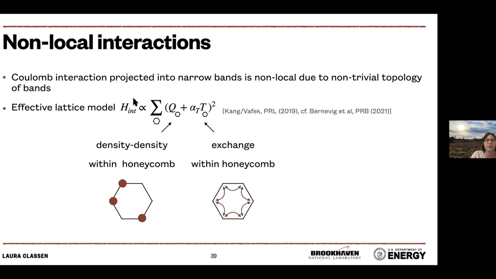And then you get this type of lattice Hamiltonian given in this paper by Kang and Vafek, which has two parts. One is the conventional density-density interaction within a honeycomb plaquette, and the other one is the special non-local part described by this parameter alpha t that can be viewed as generalized exchange interactions or assisted hopping interactions within this plaquette. So that part would be zero if you had exponentially localized Wannier functions, but you don't. So that's why it's sizable.